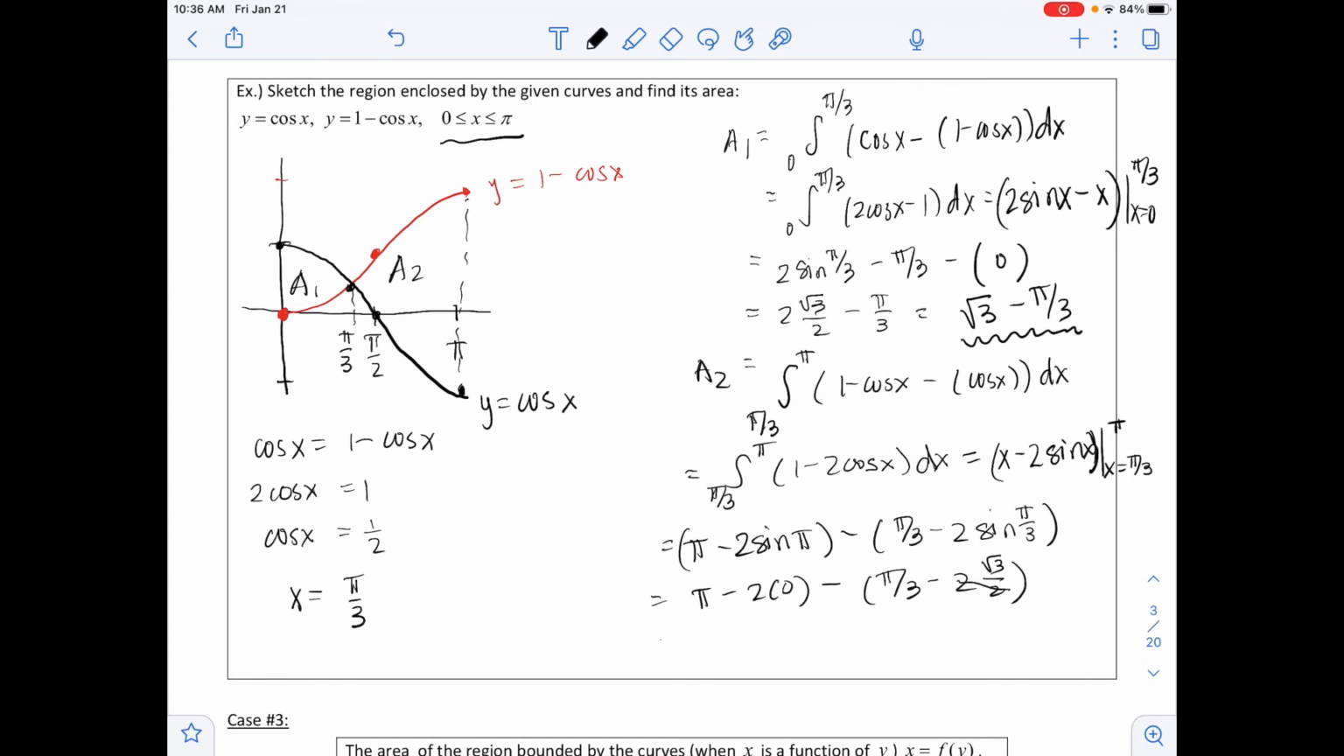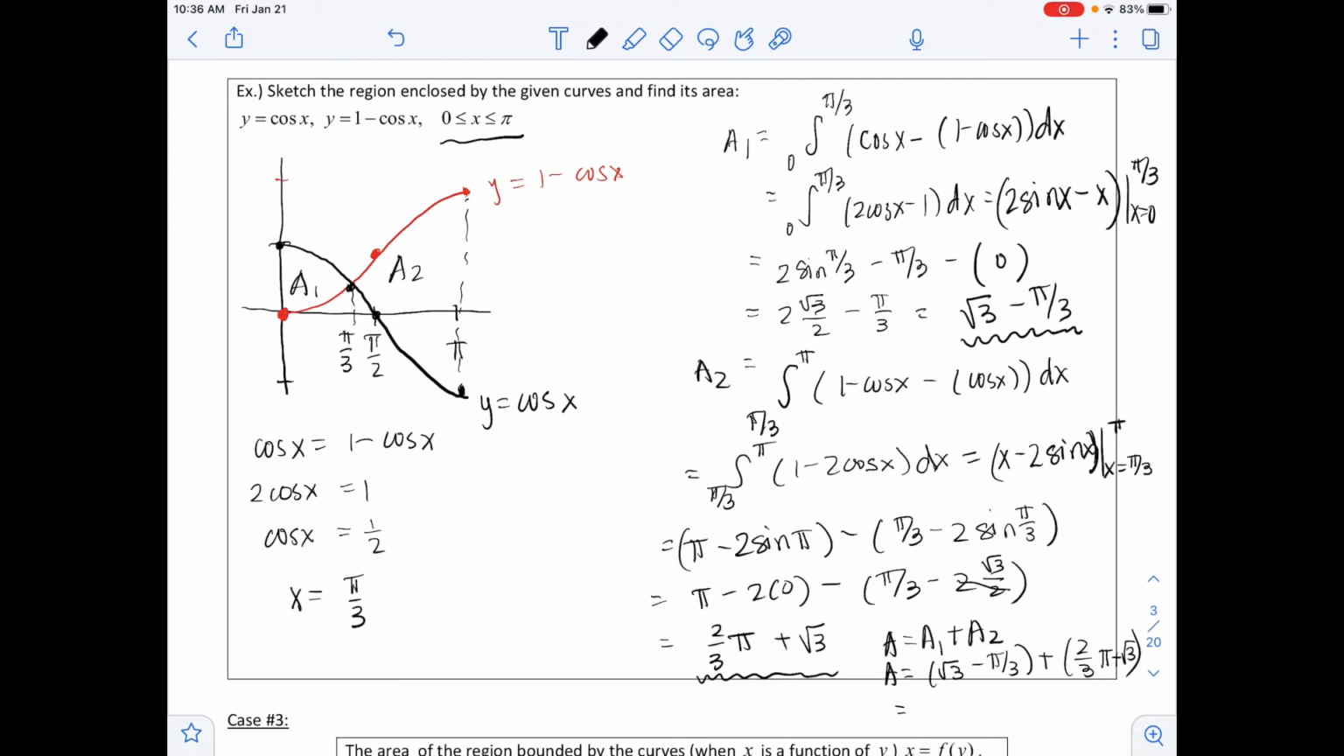And from here, we have pi minus pi over 3, which is going to be 2/3 pi. And then we have minus negative rad 3 or plus rad 3. And so this is that area that we have for A2. So to find our total area, we need to add together A1 plus A2. And I have underlined both of these areas, so our total area is going to be rad 3 minus pi over 3 plus 2/3 pi plus rad 3.